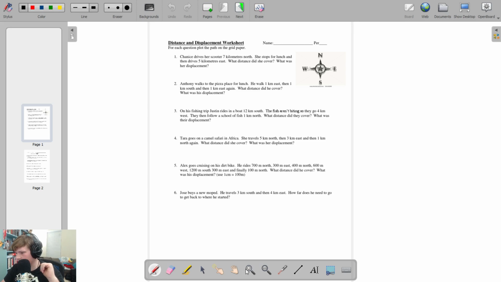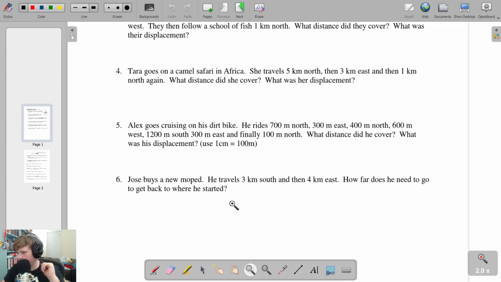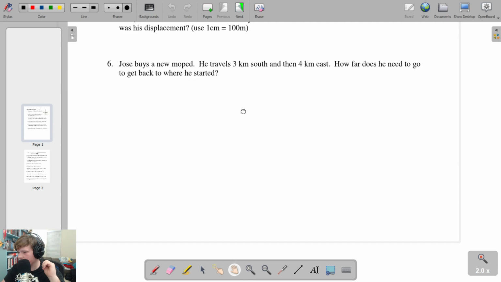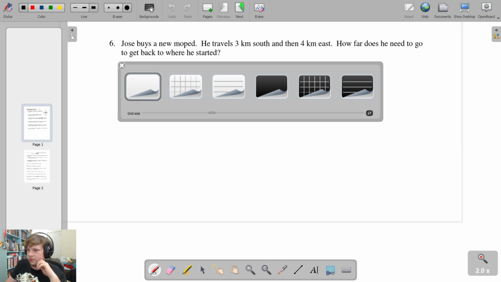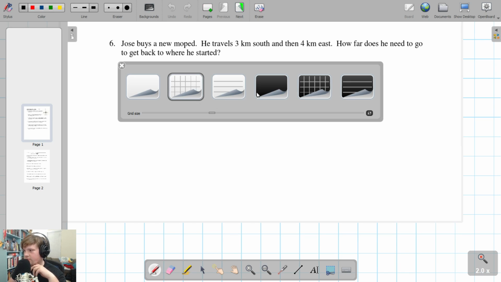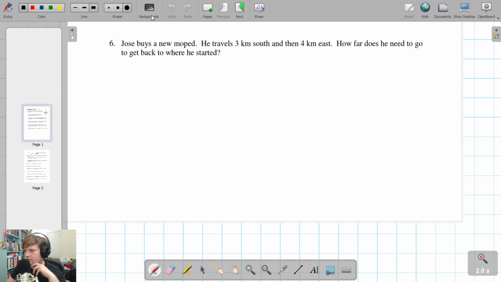Can I zoom in on this thing? I can. Technology. Alright, we're getting fancy. Jose buys a new moped. He travels 3 kilometers south, 4 kilometers east. How far does he need to go to get back to where he started? Okay, draw it out. I know you don't have graph paper. I'm going to cheat. I'm going to give myself some graph paper.